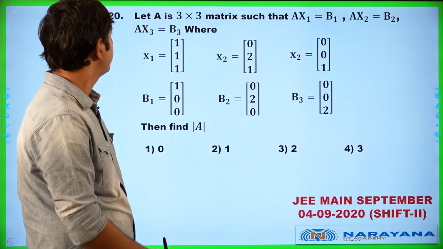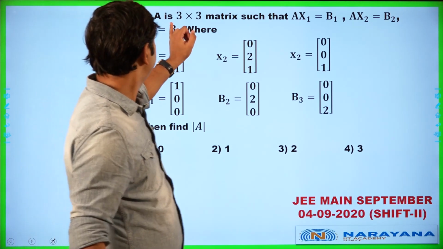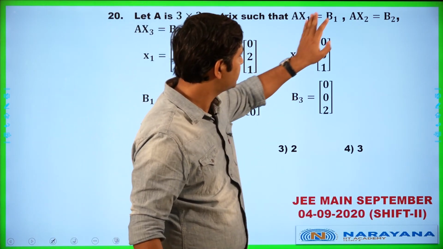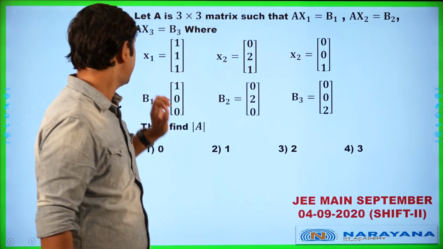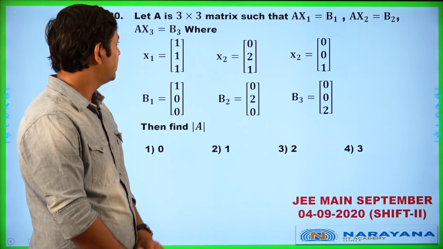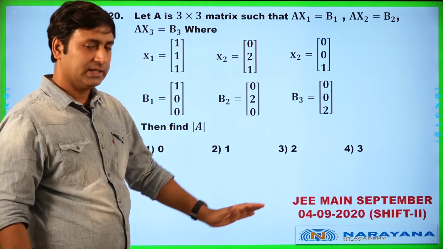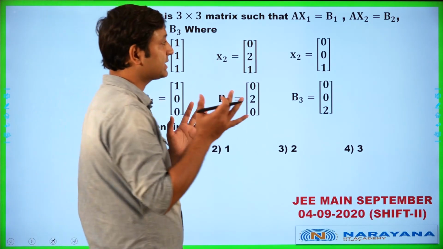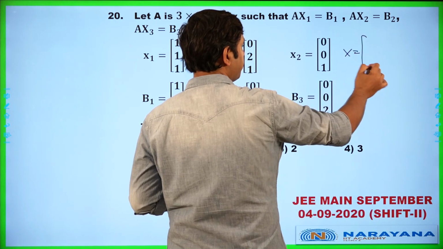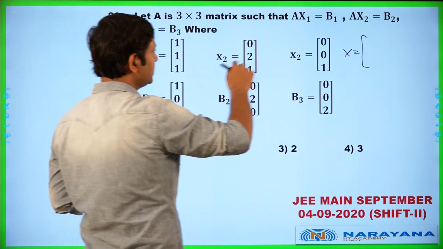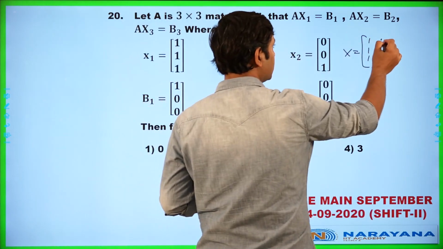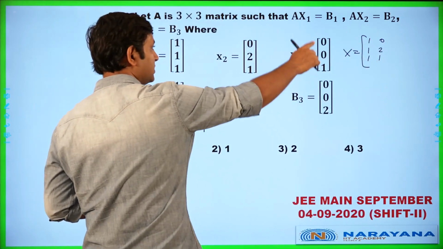In this question, we have matrix A as a 3 cross 3 matrix, and 3 more matrices x1, x2 and x3, and b1, b2 and b3. They're all defined like that. Notice that from x1, x2, x3, can't we make one matrix X, as you can see, with rows 1, 1, 1, then 0, 2, 1, and then 0, 0, 1.